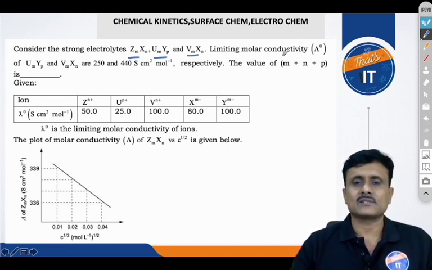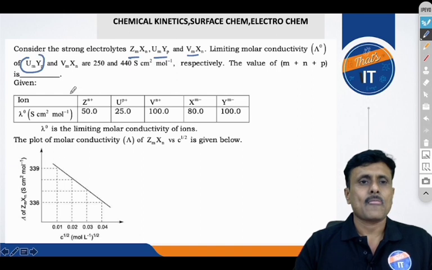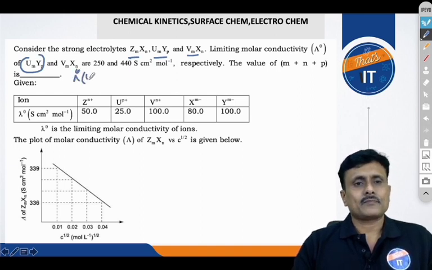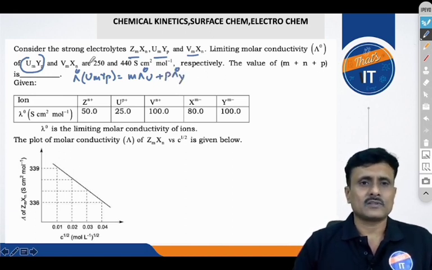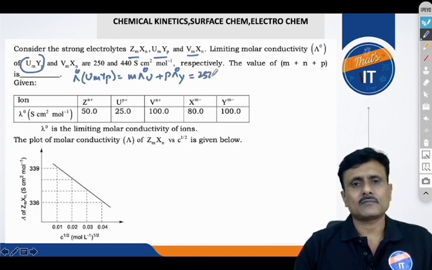You can see that limiting molar conductivity is given for UmYp as m times lambda naught of U plus p times lambda naught of Y. I'm not going to write the whole thing, it's a wastage of time. So this value is given as 250.